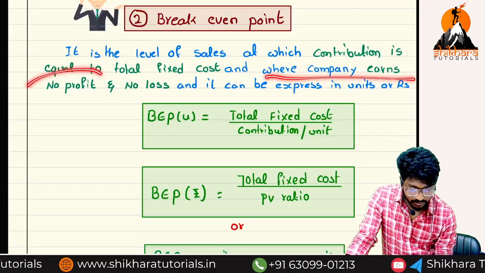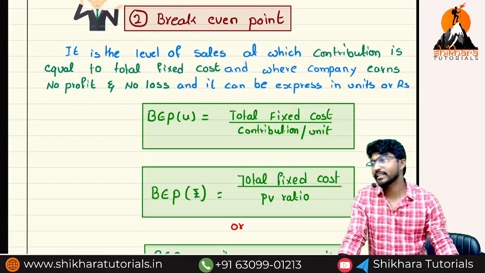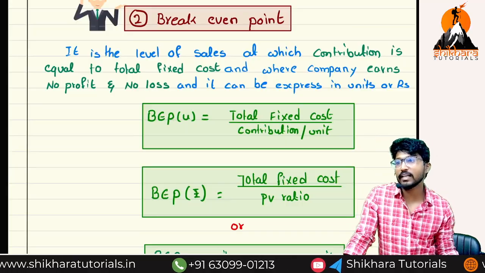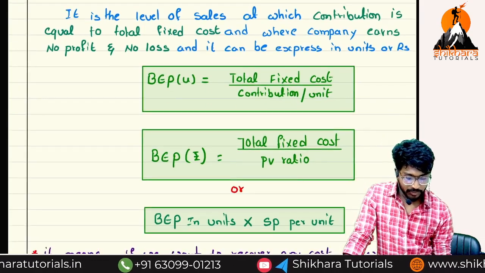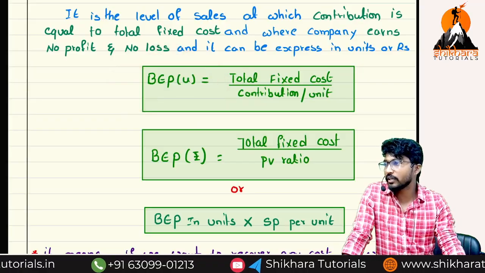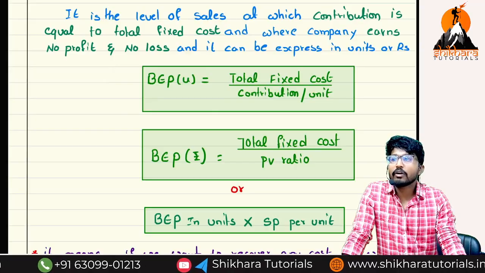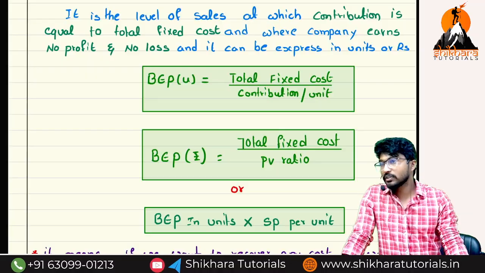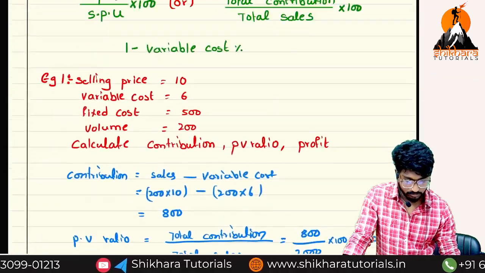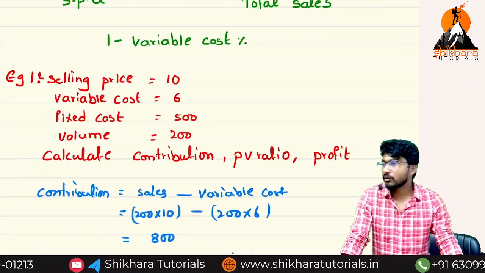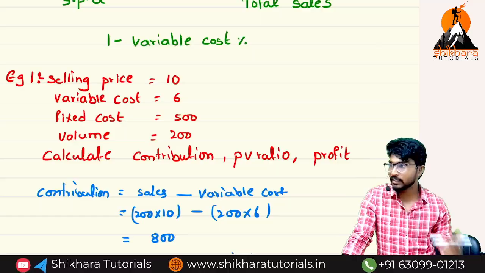It is where the company earns no profit, no loss, and it can be expressed in units or rupees. You can tell break even point in units as well as in rupees, like in value and volume. What is the formula for break even point in units? Fixed cost divided by contribution per unit. Now the same example, we are going to calculate break even point as well.